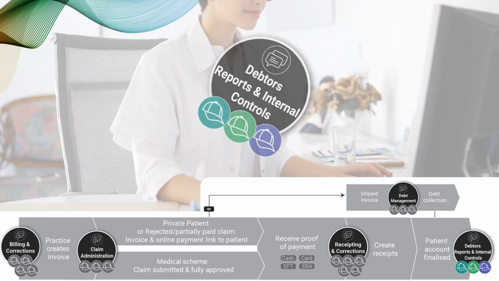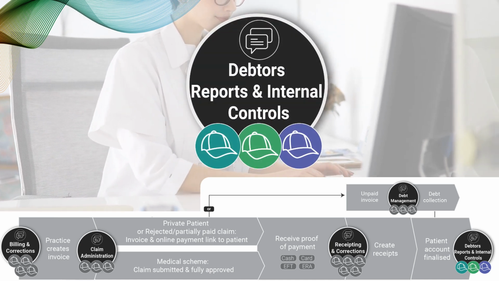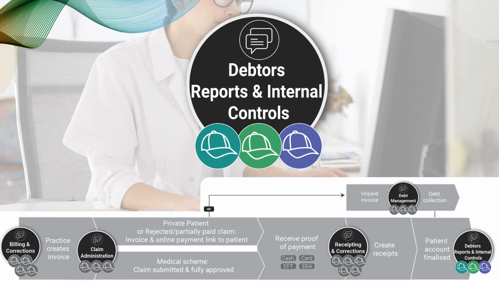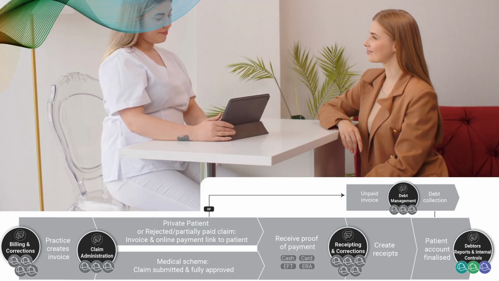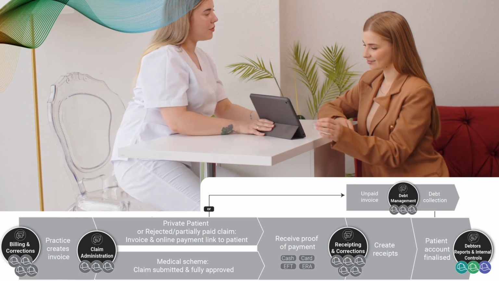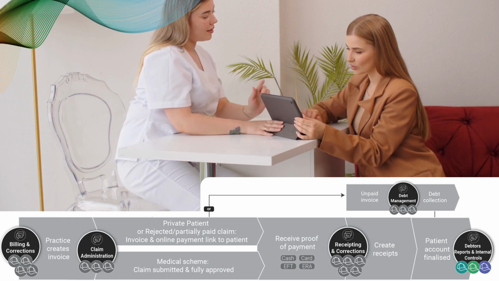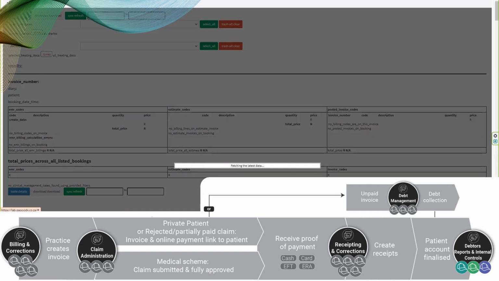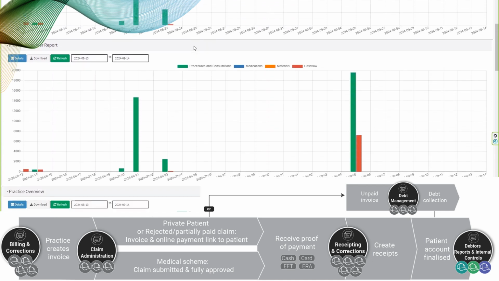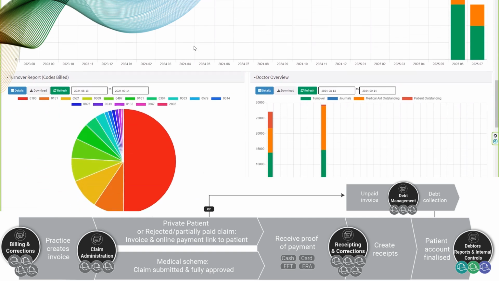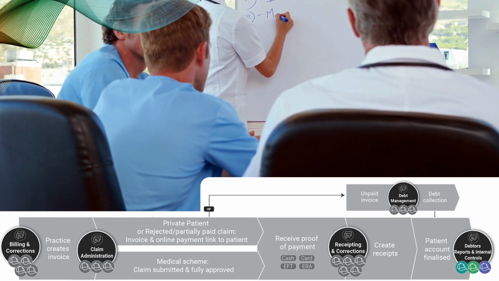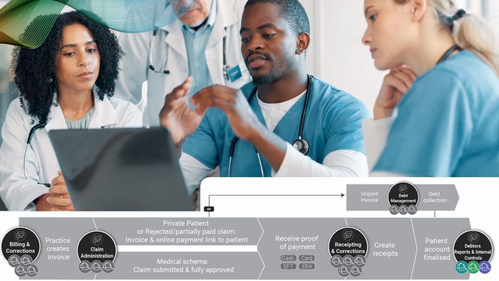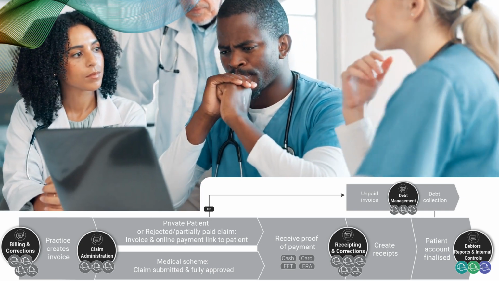The final process involves generating reports and using internal controls to ensure the successful completion of all processes and associated tasks. Through the data captured during the patient journey, the practice can generate a range of reports to gain insights into their operations. These reports offer valuable information on patient demographics, appointment statistics, billing and payment records, and other essential metrics. By analyzing these reports, the practice can identify areas for improvement, monitor performance, and make informed decisions to enhance patient care and practice efficiency.